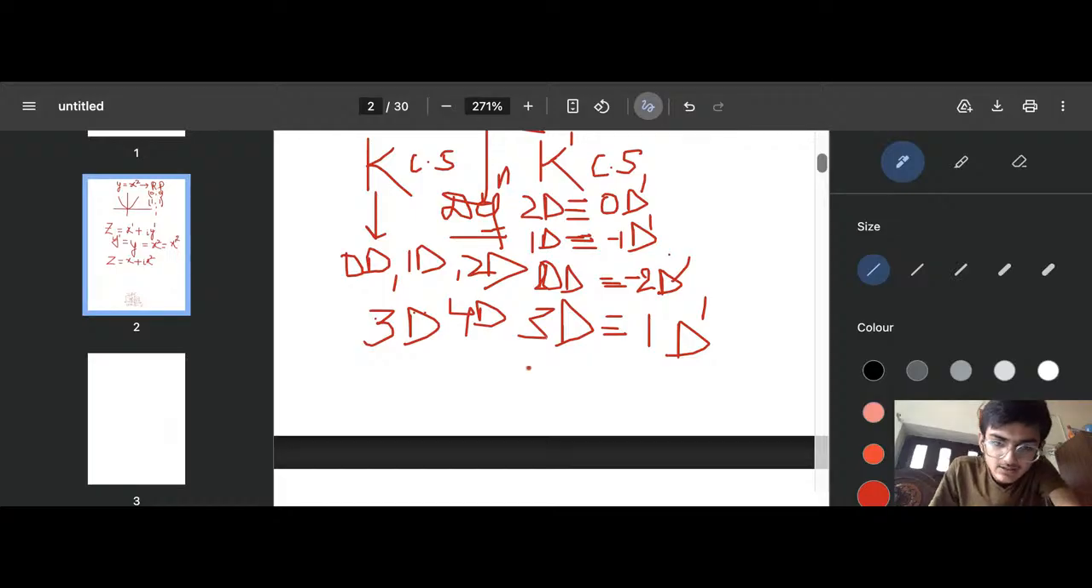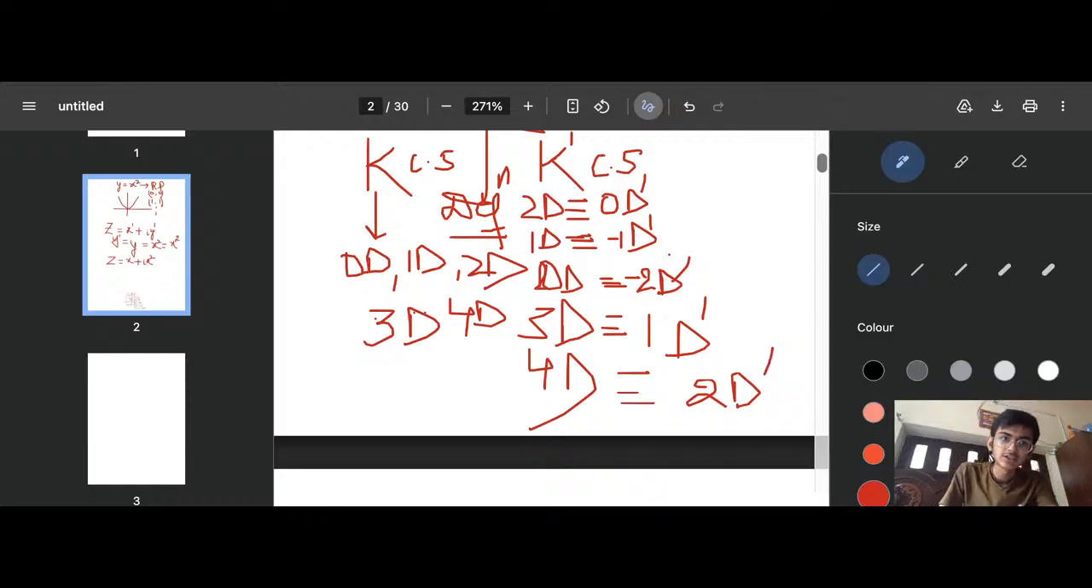And you can move further also. You can discuss the 4D system, that in the K dash coordinate system will be just 2D dash. Okay, so suppose you are given a question.